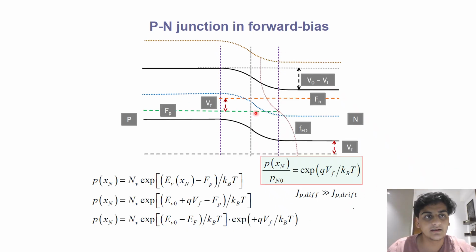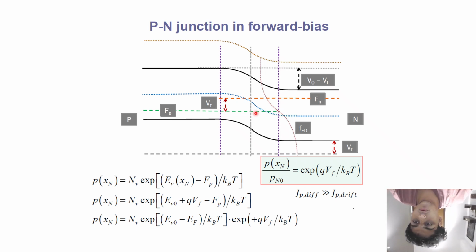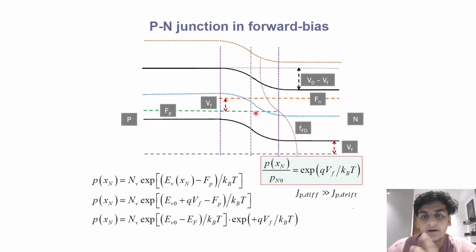Cool. Let's analyze now what happens when we go into forward bias. Again, don't get intimidated by this diagram. We'll analyze it step by step. So the first thing that I want to note in this is that your extreme right is still going to behave like an N-type substance, and your extreme left is still going to behave like a P-type substance.